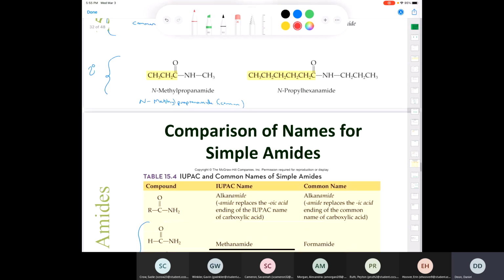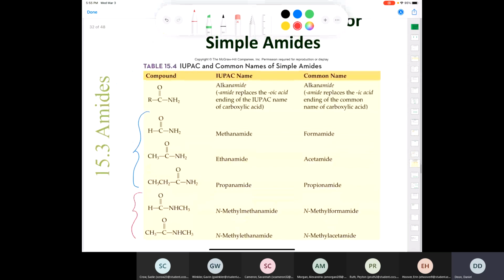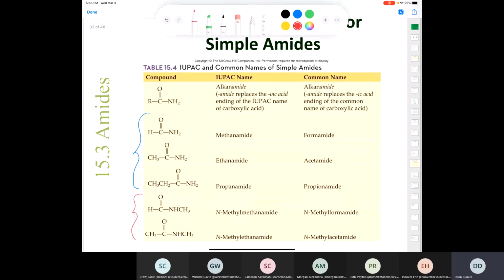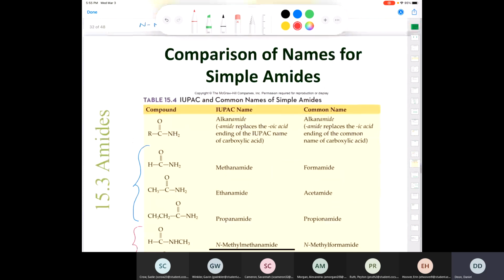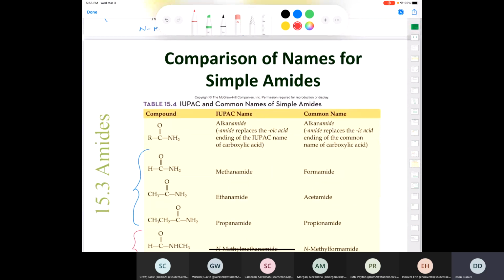Okay, so again, it's crucial that you memorize the names of the first of the simple amides, the common names and the IUPAC names. You know how to come up with those. Let me just show you one more thing that's not really covered on here, but you probably would guess it trying to practice problems.